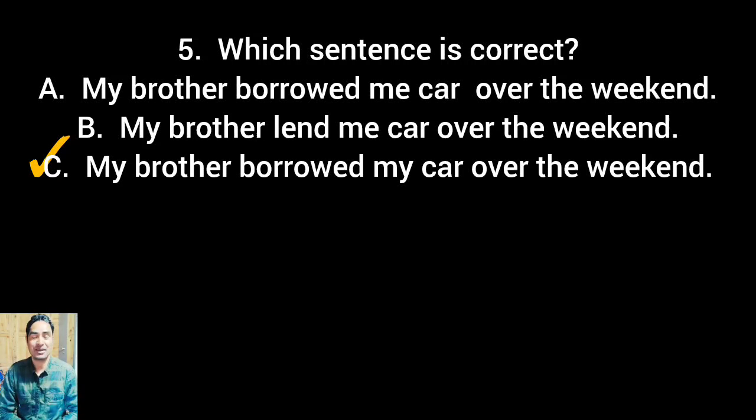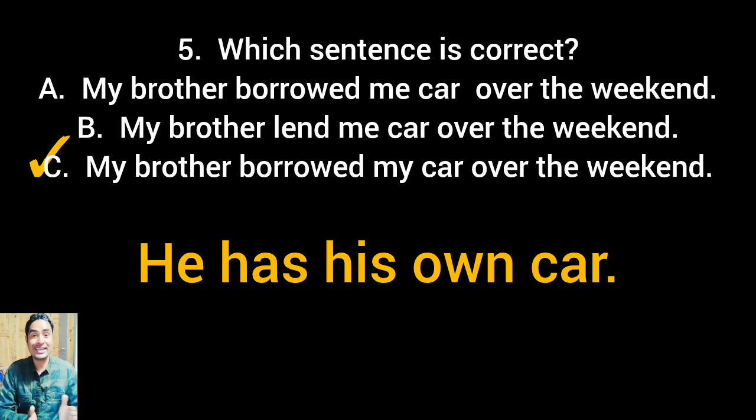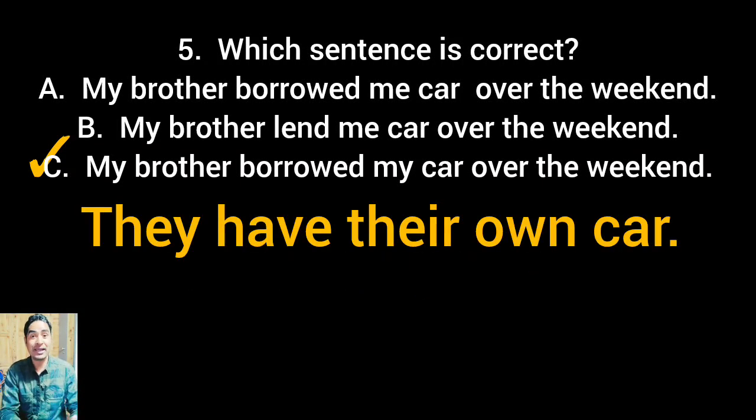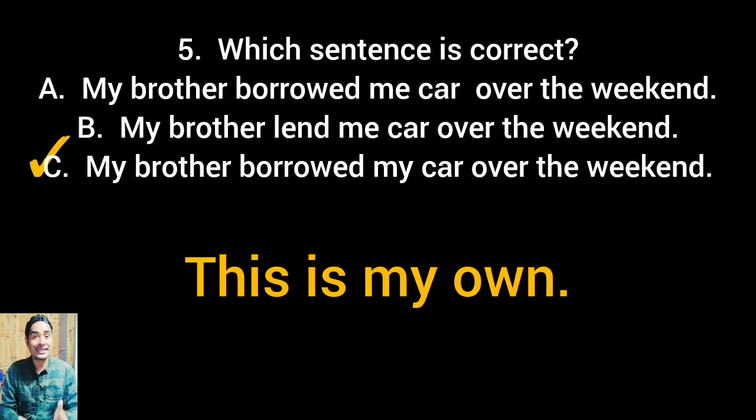But why? Because in this sentence, car is a noun, and before a noun we use an adjective. We write an adjective like: I have my car. She has his own car. They have their own cars. And here, my car, not me car. We have to write the possessive adjective my before car, before a noun. This is my pen. That is my car.